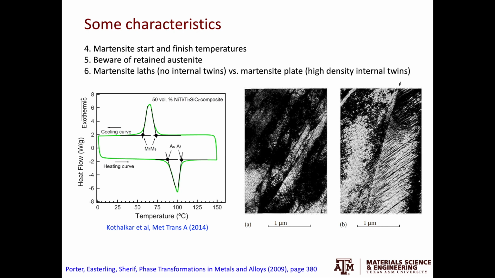They do not transform into martensite largely because of either the chemistry or the strain. The last thing I like to talk about regarding the characteristics of martensite is the difference between martensite laths and martensite plates. For martensite laths, there are no internal twins. There is a high density of dislocations stored in those martensite grains. In contrast, for martensite plates, there are high density twins present in the martensite grains.